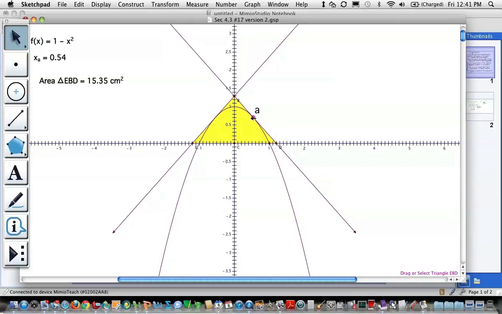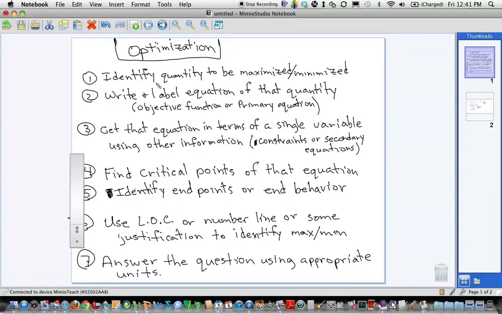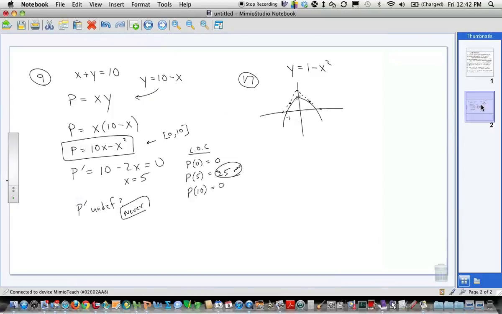Okay? So this just helps us maybe a little bit to see or understand the situation. So, identify the quantity: area. Write and label an equation for that quantity. Now, I might have also said here to draw a picture too, to help in step 2. All right, so the quantity to be minimized is area. All right?